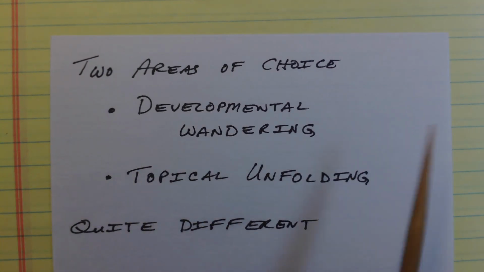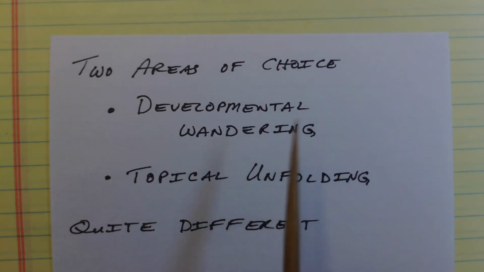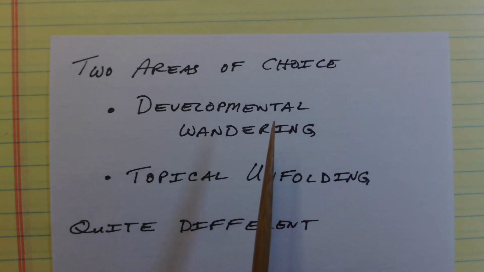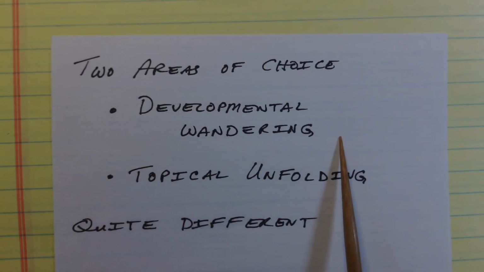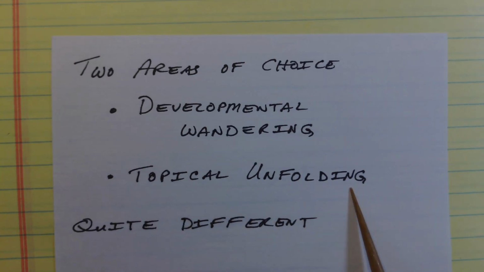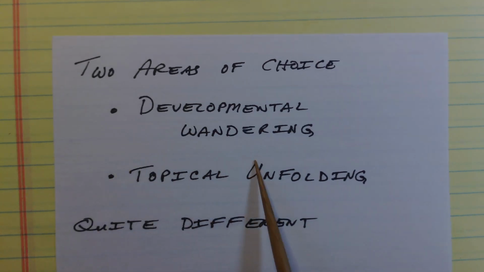There are two kinds of choices that could help to shape your Zettelkasten either into or not being a hierarchy. One type is what I call developmental wandering, and the other type is topical unfolding. They're quite different. So let's deal with developmental wandering first.